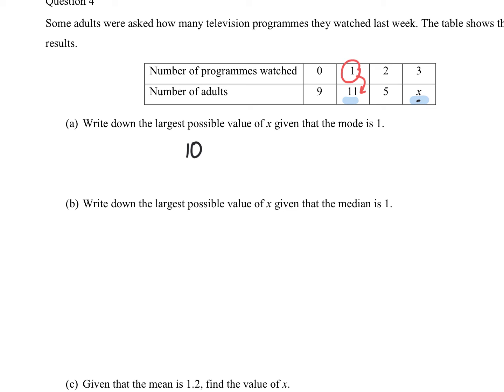So let's take a look at our question over here. I have on my left-hand side starting with 9 people, 11 people who watch one program, 5 people, and x number of people who watch 3 programs. Given that the median is 1, that means the median is among these 11 people. I can have 2 different cases. I can take the first person to be the middleman and I'm left with 10 on the other side.